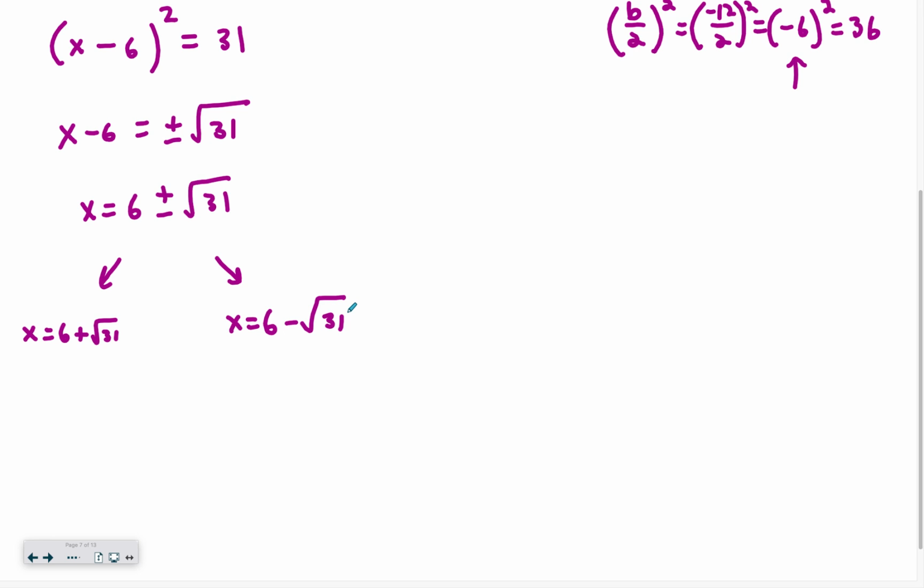And root 31 is just some number. Let's take a look here. Root 31 is 5.567. So if we do 6 plus root 31, you will get an approximate value, because now I'm rounding, of 11.57. And if you subtract, you'll get something plus.